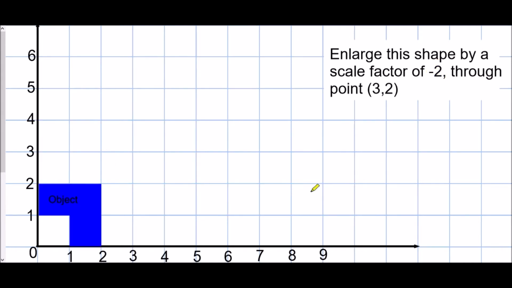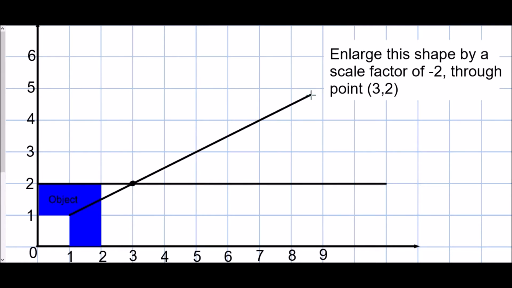So we're going to enlarge this shape by a scale factor of -2 through 3, 2. Again, all I want to do here is draw in my point, 3, 2, and there it is. And I'm going to draw in my lines, the rays going through the centre of enlargement, from the corner through the centre of enlargement and back out the other side. And same here, from this corner to the centre of enlargement and back out the other side. And from, let's say, this corner and up and through and out the other side.